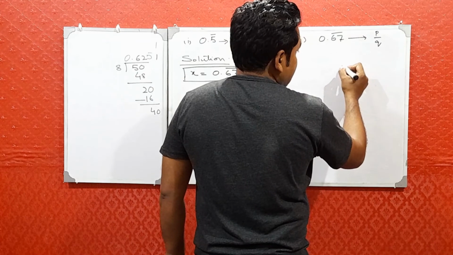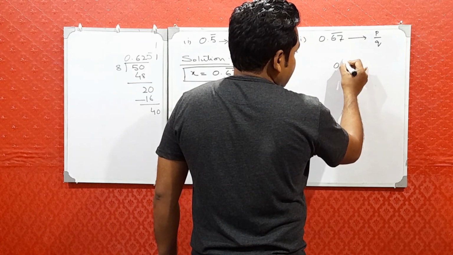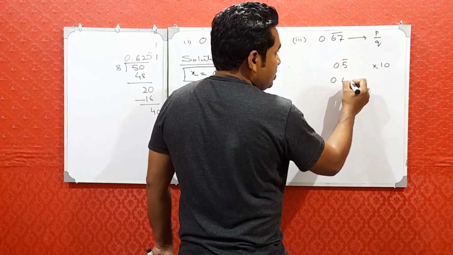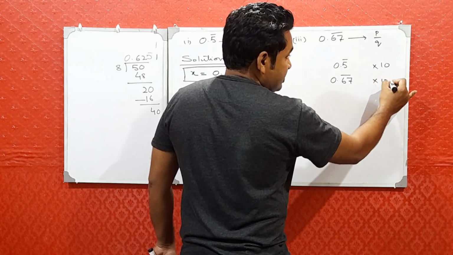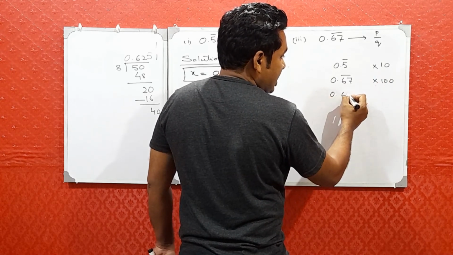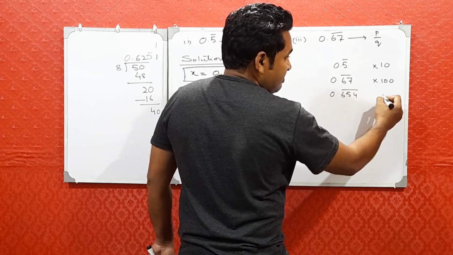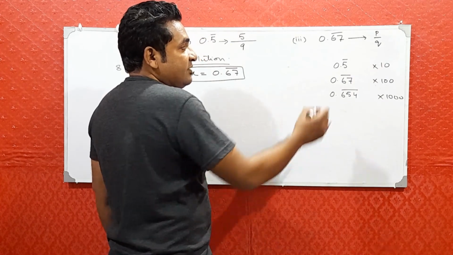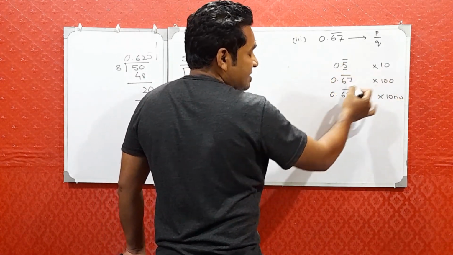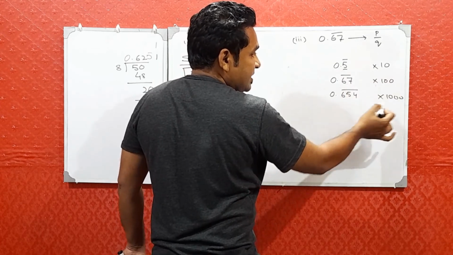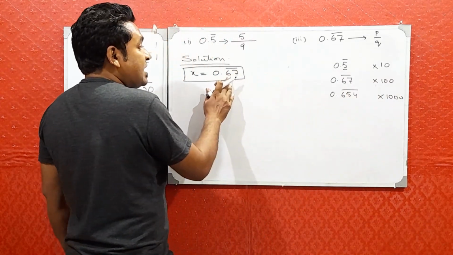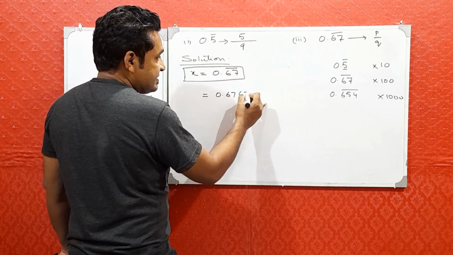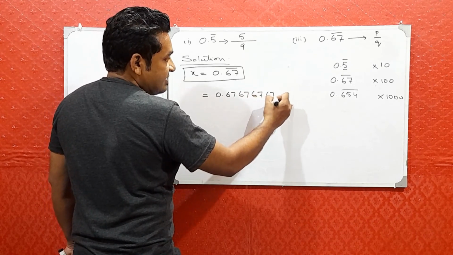When we had 0.5 bar on one digit, we multiplied by 10. Now here we have bar on two digits, so we will multiply by 100. If we have bar on three digits, we multiply by 1000. This you can easily memorize. If the bar is on one digit, multiply by 10, on two digits, multiply by 100, on three digits, multiply by 1000. So it is bar on two digits. First of all, we write it as 0.676767 and so on.